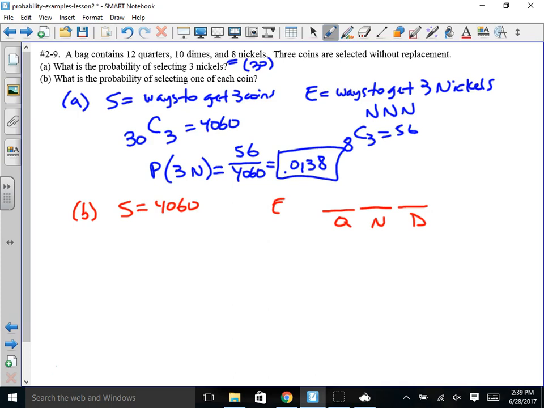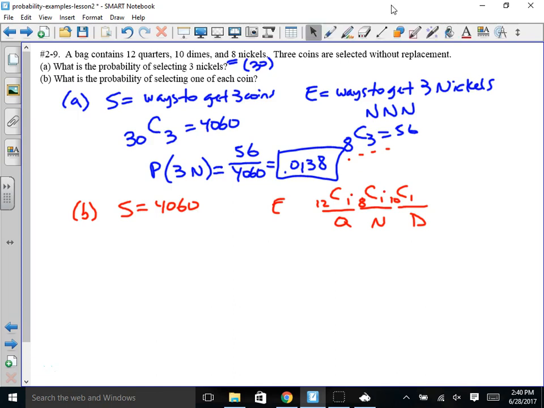So we're doing the same thing as before. We're doing a combination, and we're selecting 1. But each of these has to be selected only from their corresponding numbers. Just like up here, we did the 3 coins had to be selected from the 8 nickels. Here we're selecting 1 quarter, and there are 12 quarters. Here we're selecting 1 nickel, that's out of 8, and then 1 dime out of the 10. And because of the multiplication principle, we should be able to multiply those numbers.